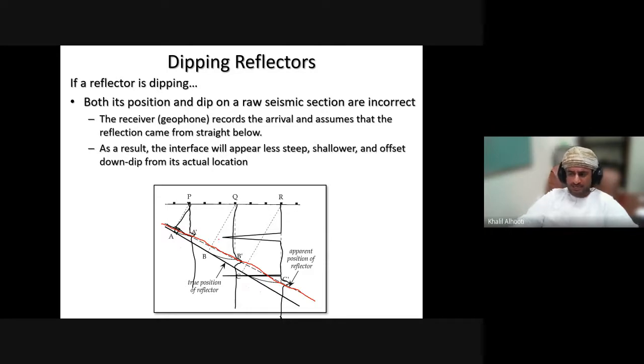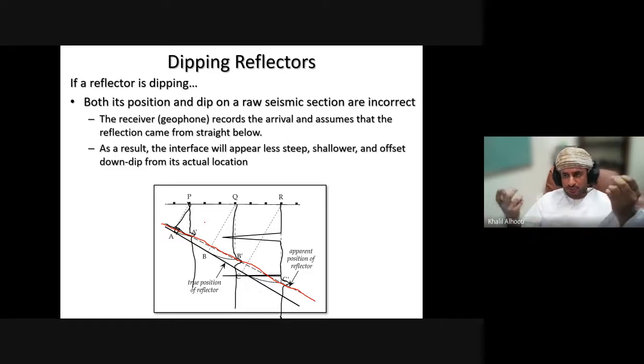How can I correct this? It's not easy. Usually the correction is done through a process called migration. We talked about 3 different processes in seismic data processing. First is what we call deconvolution, then stacking, and finally migration.